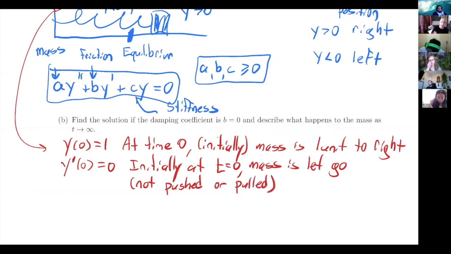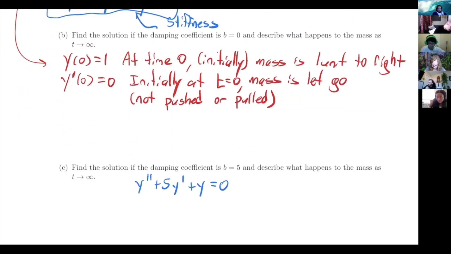Okay, so it's not being pushed or pulled. So it's like we're just pulling it 1 unit to the right and then letting it go, as opposed to pulling it 1 unit to the right and then pushing it back towards the left or pushing it towards the right. So we've got that at time 0, we're 1 unit to the right.